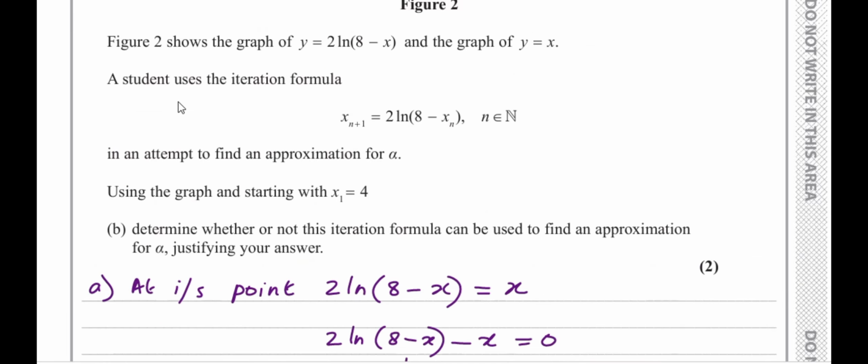Next part of the question. A student uses the iteration formula xn plus 1 equals 2 ln 8 minus xn in an attempt to find an approximation for alpha. So this one is the same as what we derived earlier. X is equal to 2 ln 8 minus x. So this forms the combined function of x now. Using the graph and starting with x1 equals 4, determine whether or not this iteration formula can be used to find an approximation for alpha, justifying your answer.